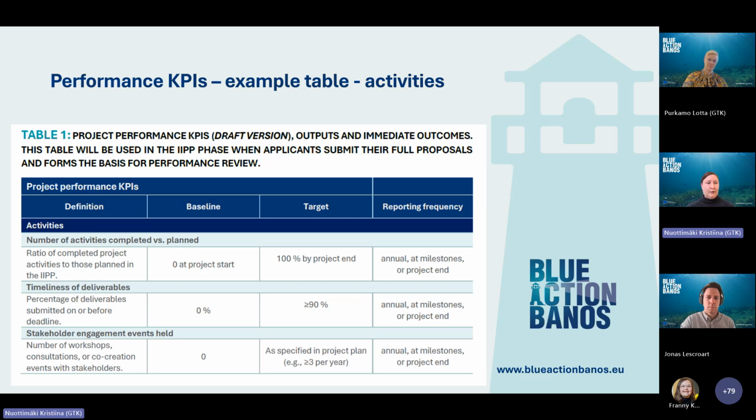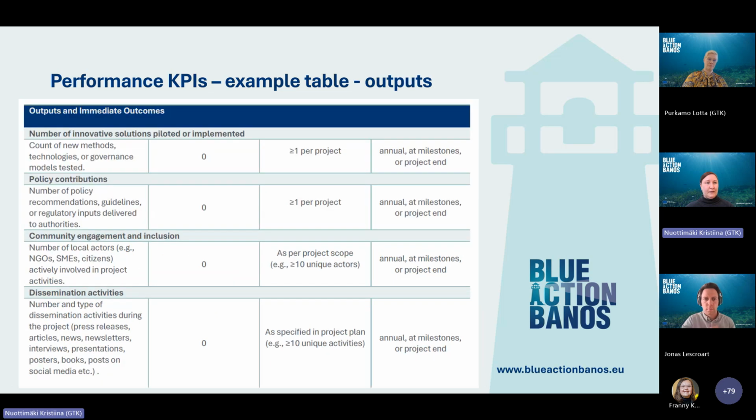KPI? So here we have, for example, suggested number of activities completed, which would be the ratio of completed project activities to those planned in your full proposal. Timeliness of deliverables is important. So percentage of deliverables submitted on or before deadline. And then stakeholder engagement events, for example, number of workshops, consultations, and co-creation events with stakeholders. So this is probably common to everybody used to project work.